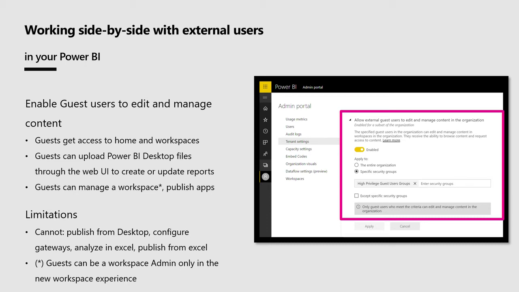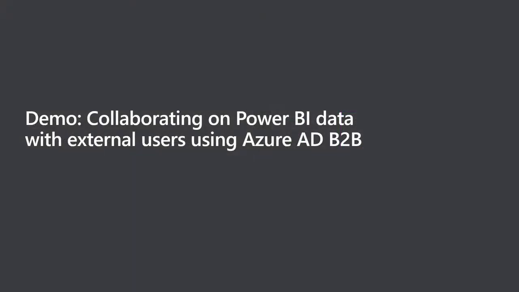They can't do certain things, though. They can't install gateways, right? They can't set credentials on gateways. And today, they can't use Power BI Desktop to publish directly, Analyze in Excel, and a few others. That being said, they can accomplish that creation task all in the web, or they can upload a Power BI Desktop file using our web UI. So let's go take a look at what this looks like.